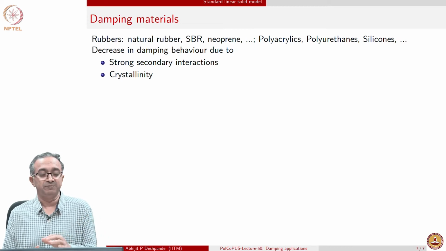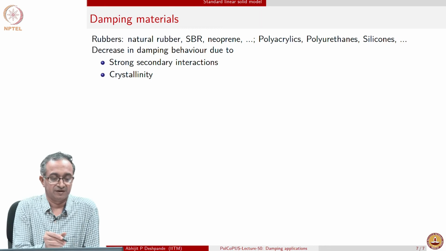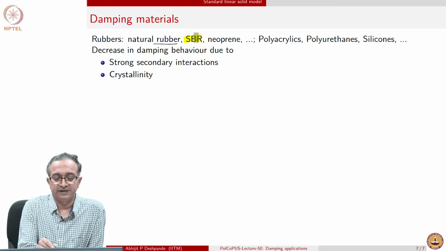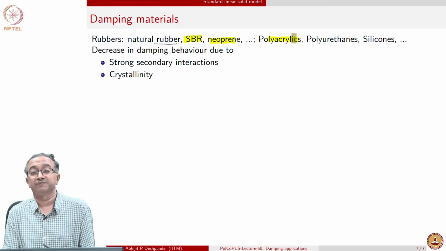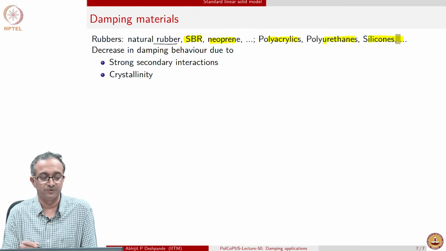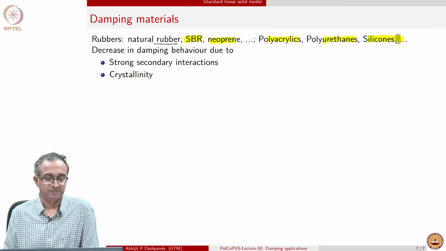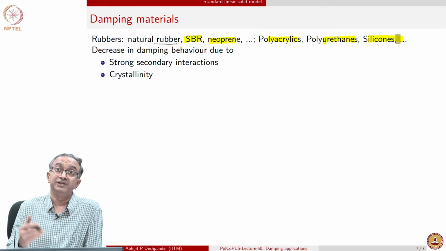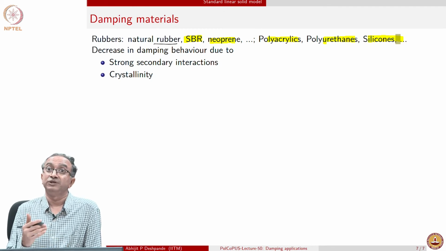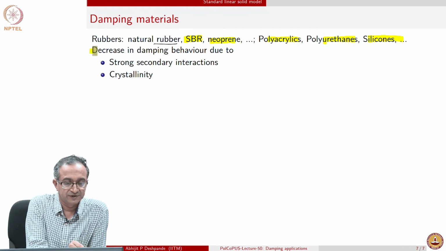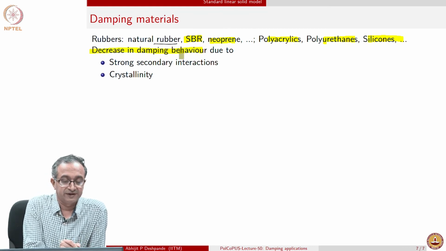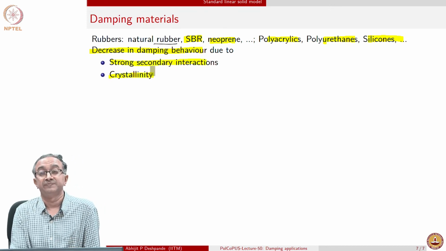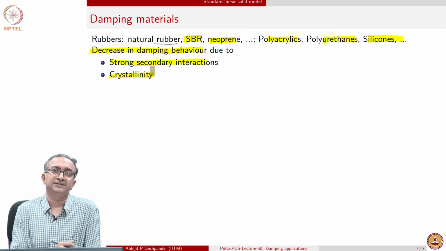So, the damping materials that we have talked about are rubbers, whether it is natural rubber, styrene butadiene rubber, neoprene, or even other families such as acrylics, urethanes and silicones, which are common examples of damping materials. And generally if damping has to be achieved, then we should minimize the secondary interactions and there should be no crystallinity. So, in general, damping behavior decreases due to strong secondary interactions and the presence of crystallinity. Can you think why this would be the case?